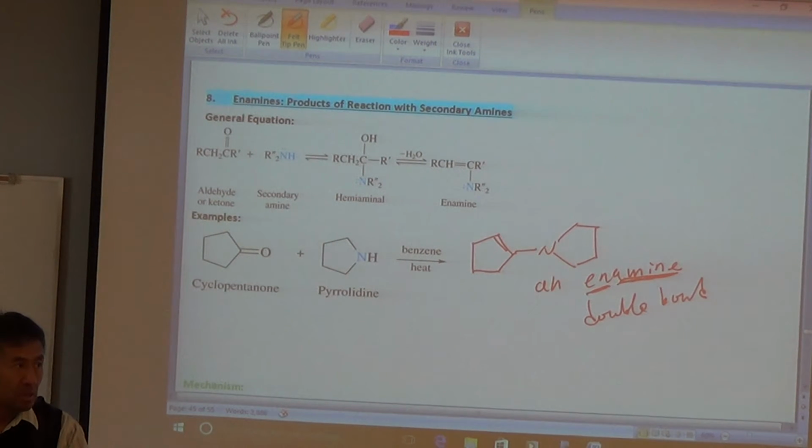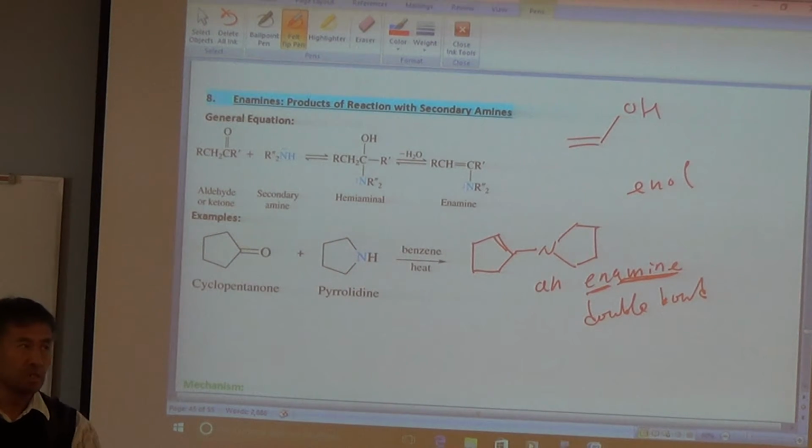That means your amine has this N bound next to a double bond. It's very similar to an enol. Enol has a structure like this. Now you don't have an enol, you have an enamine.